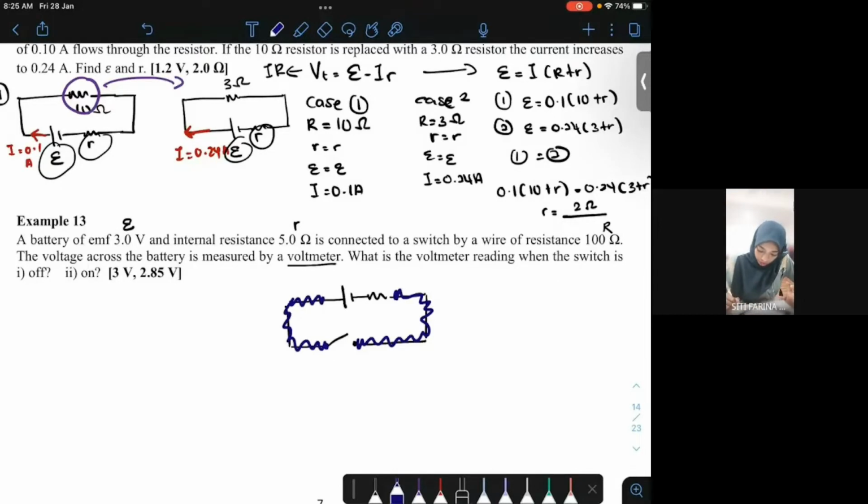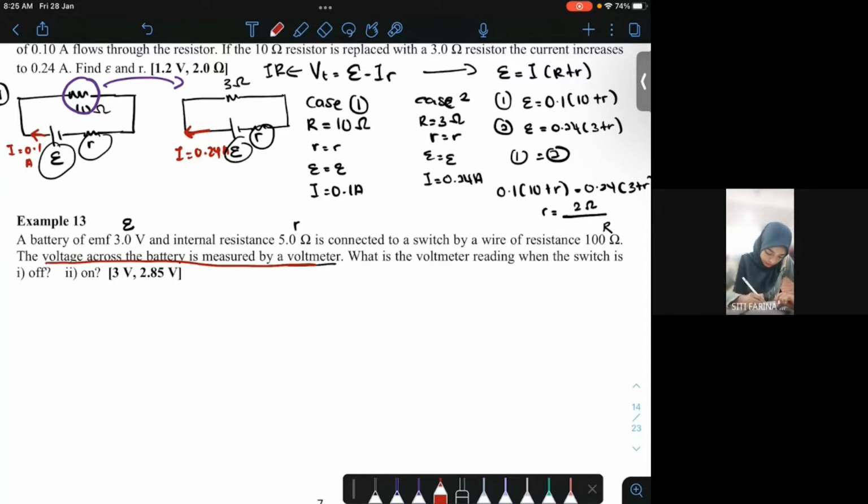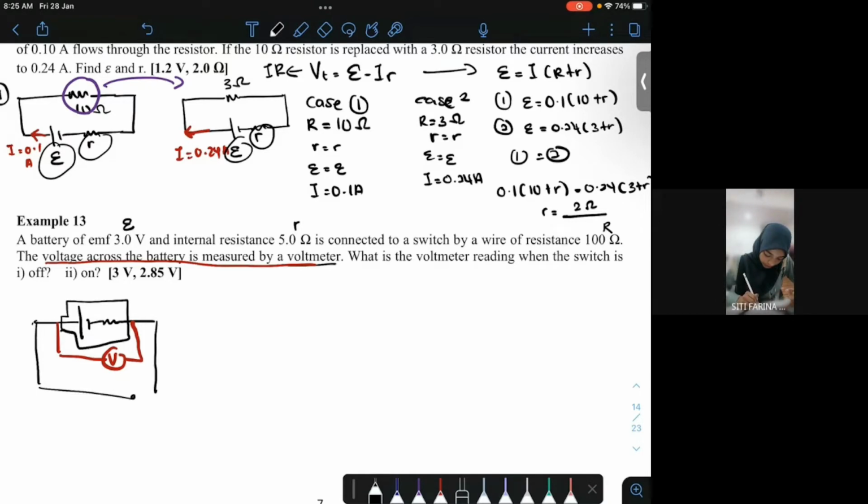Okay, I forgot one thing, iaitu dia kata voltage across battery is measured by a voltmeter. Maksudnya awak letak satu voltmeter dekat sini, awak nak ukur across the battery. Okay, biar saya lukis balik, besar sikit. Okay, this is your battery. Dalam battery ada internal resistance. Lepas tu, awak connect voltmeter to determine the voltage across the battery. Untuk tahu across the battery sahaja, kawasan bateri tu. Okay, let's say this is your switch.